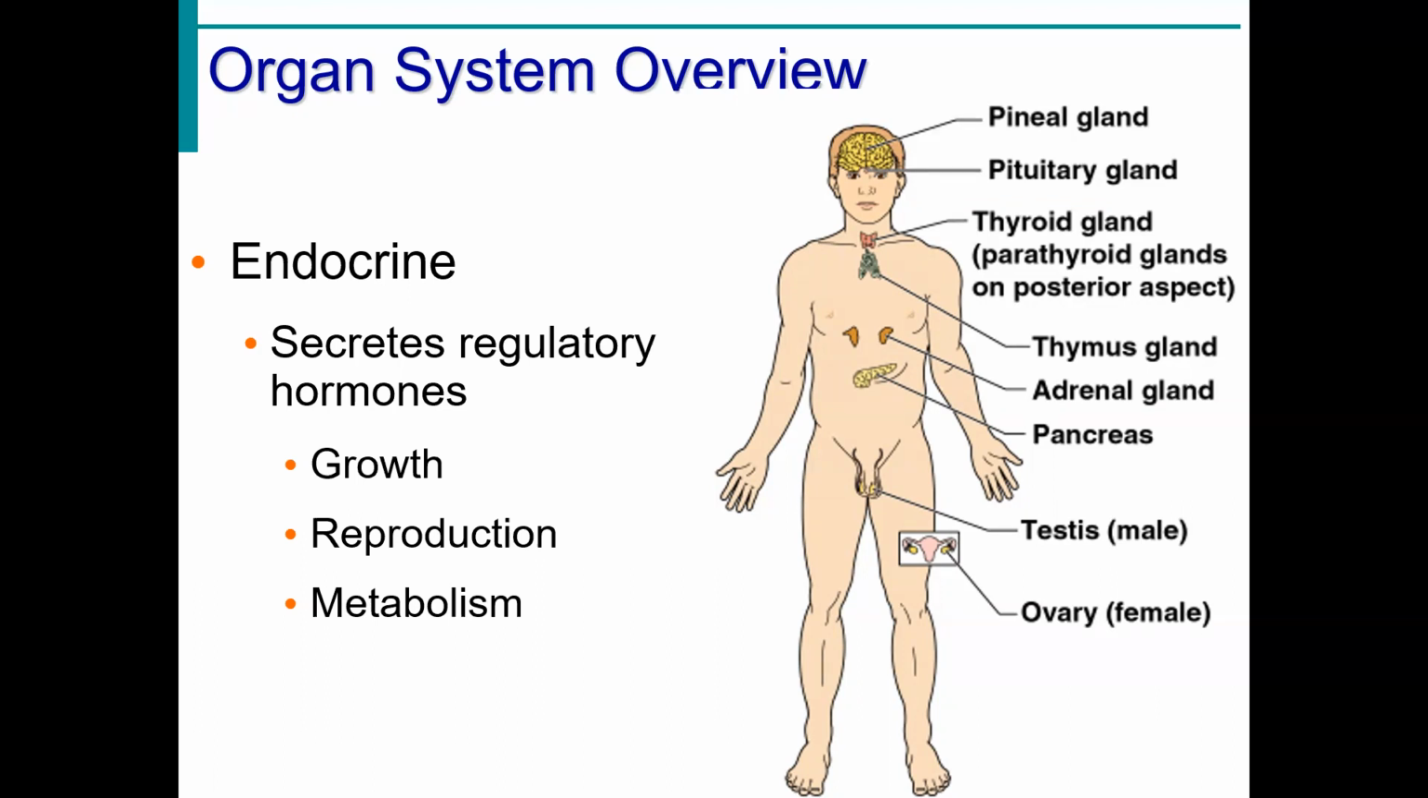Okay, reproduction, we've got the male and female reproductive organs here, the ovary and the testes. These are very essential. Okay, metabolism, we've got our pancreas here that's going to secrete hormones like insulin and so forth to help regulate our blood sugar, to help maintain this balanced internal environment. The thyroid, also quite important.